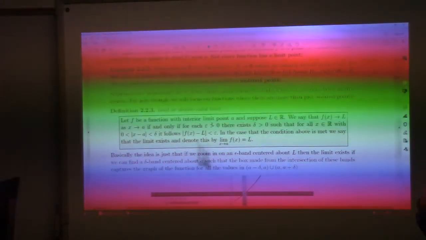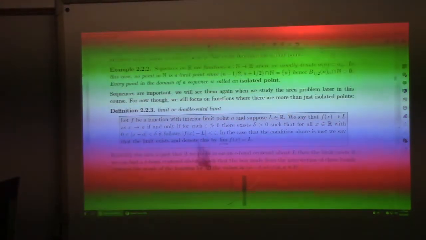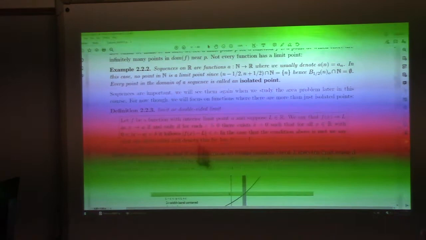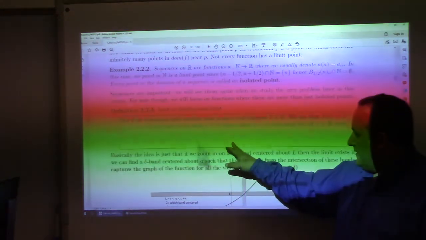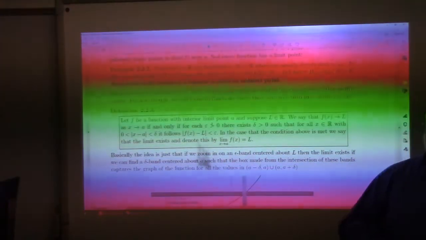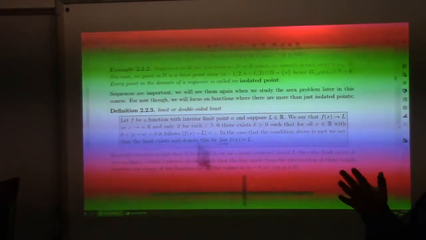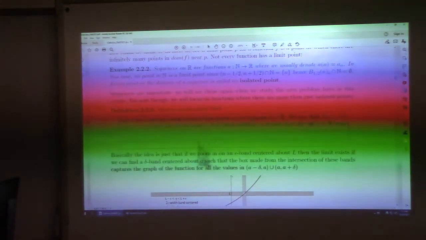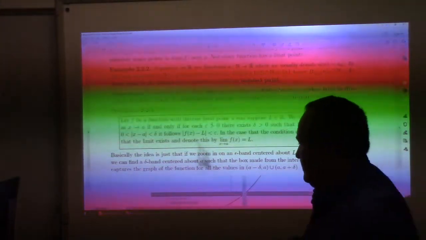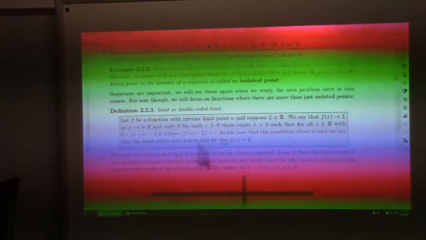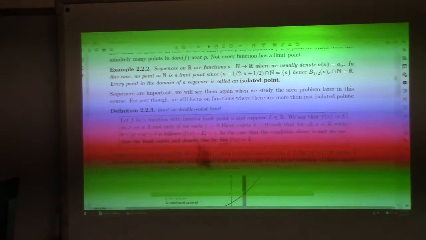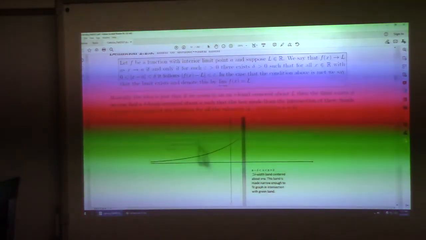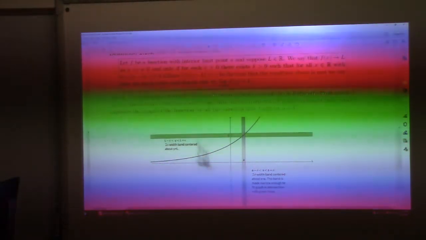In the case that this condition's met, we say that the limit exists, and we denote it by limit as x goes to a of f of x is equal to L. All right, I'm going to write this again on the board once I put this away, but I wanted to look at some pictures with you before I do that. So what's going on here, think about this.